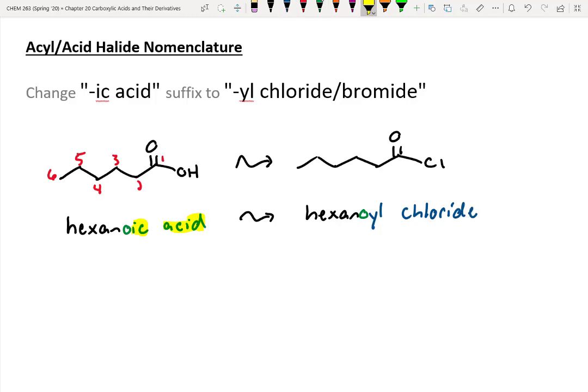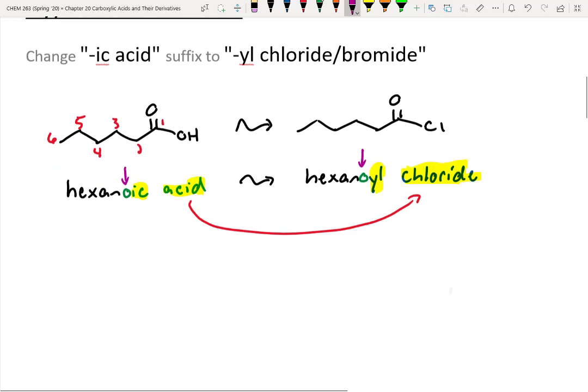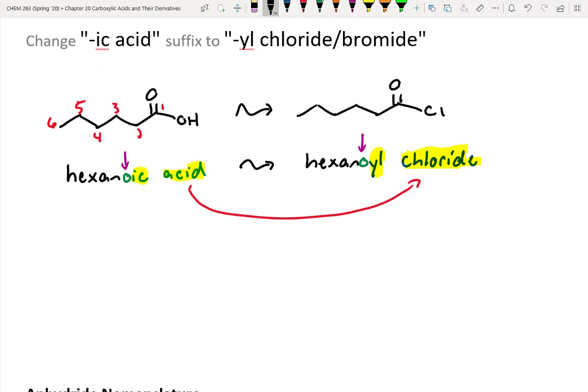So really all we've done is we've changed our suffixes here. So it's an important switch. The one thing that always throws people off though is you do keep this O here, right? The only thing we're changing is the ic portion, meaning the IC. All right, so let's try another example.